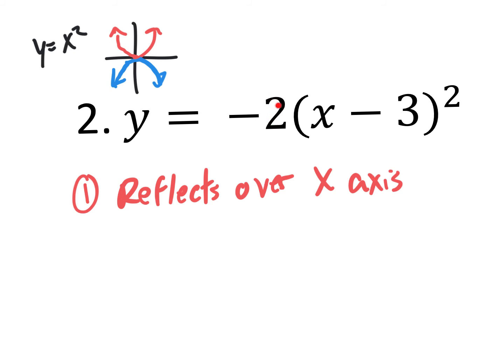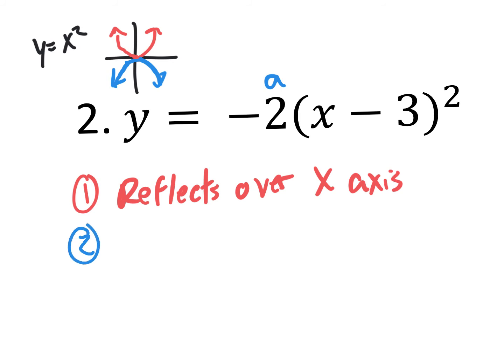Next thing is that the a value is 2. I mean, yeah, it's negative 2, but we already dealt with the negative. We said it reflects over the x-axis. What does this 2 actually do? Does it cause a compression to make it wider or a stretch to make it narrower? What does it do? The a value of 2 causes a stretch.